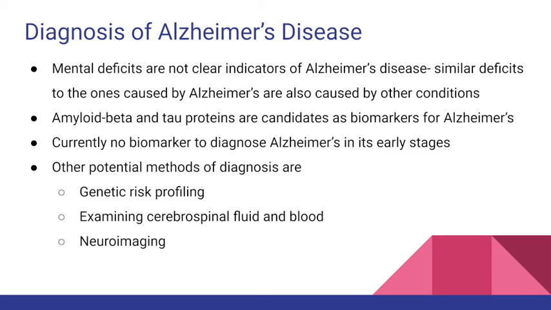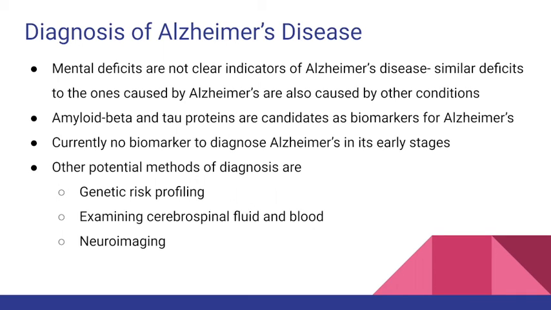Amyloid beta and tau proteins are current candidates as biomarkers for Alzheimer's. However, there is currently no biomarker to diagnose Alzheimer's in its early stages. Other potential methods of diagnosis are genetic risk profiling, examining cerebrospinal fluid and blood, and neuroimaging.